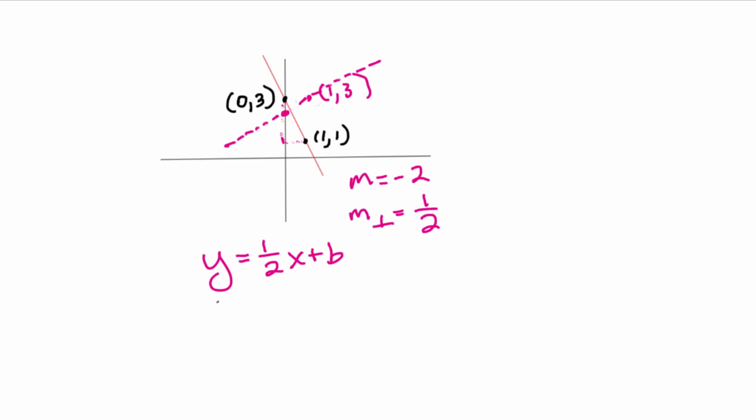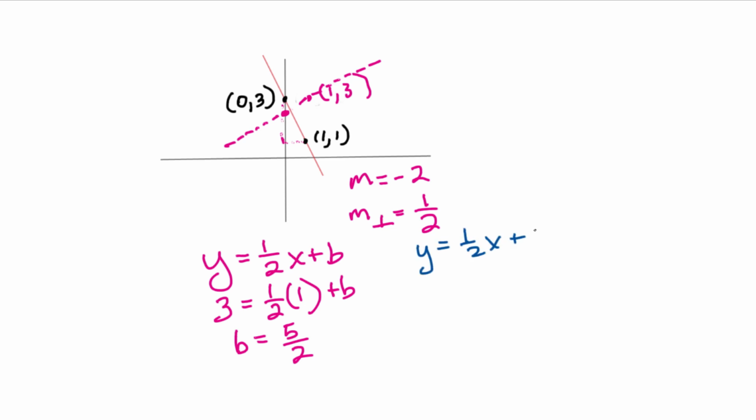So I know the y value is 3 when the x value is 1. So 3 equals 1/2 times 1 plus b, and I can solve for b. I'll subtract 1/2 from both sides, and I'll get b equals 2.5, or 5/2. Now I know my full equation for the perpendicular line. It's y equals 1/2 x plus 5/2.